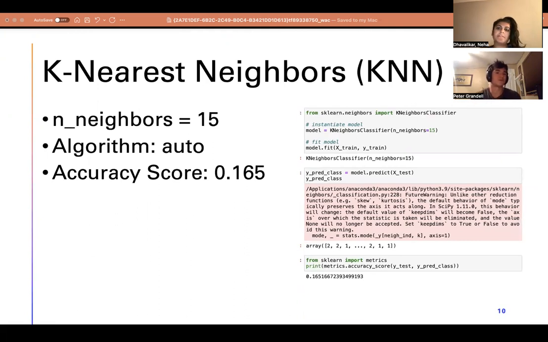The other algorithm we used was the supervised machine learning algorithm of k nearest neighbors. We did 2 of these initial models, first having n neighbors set to 15, with the algorithm set to auto for speed, and we had a relatively low accuracy score, lower than naive Bayes, which resulted to be 0.165.